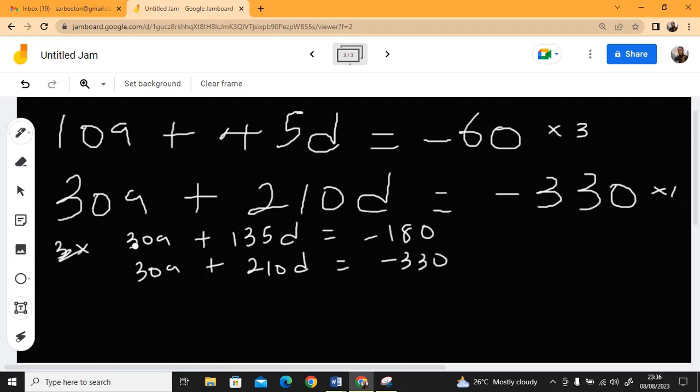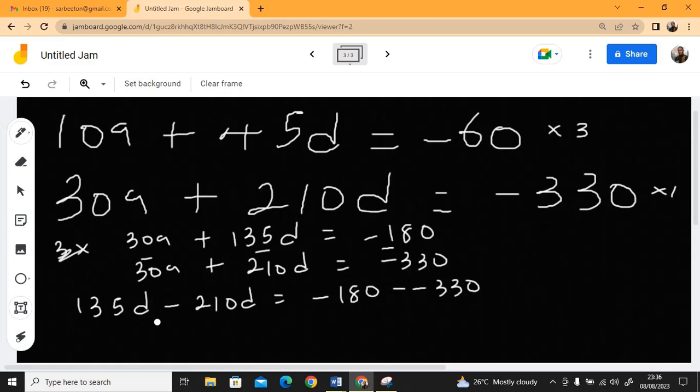Now since both of them have 30, I'm going to put minus, minus, minus. So I'm going to have 135d minus 210d equals minus 180 minus 330. Don't make the mistake. There's a minus there, there's also a minus there.